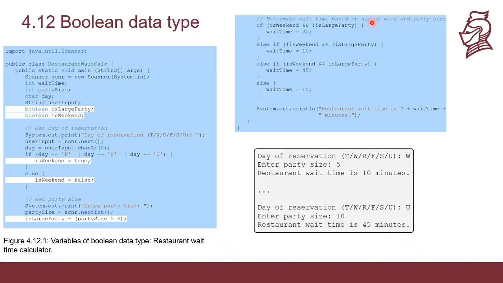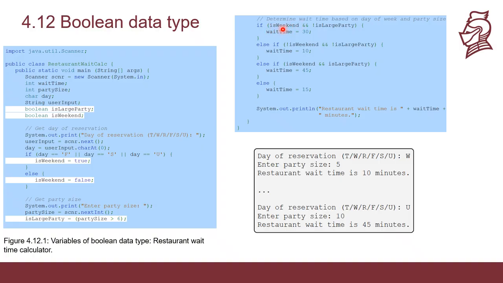Now we can determine the wait time over here based on the day of the week and the party size. So we can write this if expression. If is weekend and not is large party, the wait time is 30. Now I want to point a couple things out. We're not writing if is weekend equals true. We don't have to write that because is weekend is either true or false already. We don't have to test to see if it's true. I mean, you could do that.